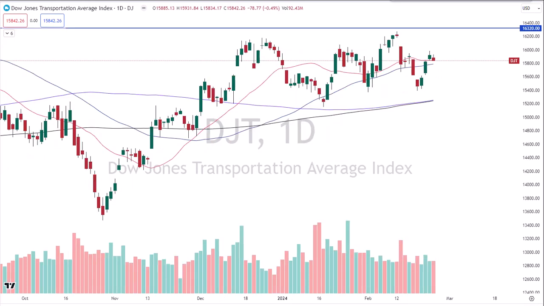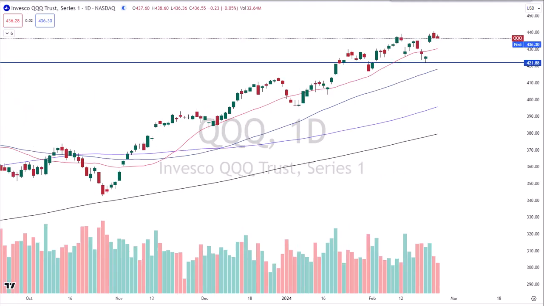For now, if they stay contained underneath 16,050, that's going to be the less bullish case. Break above 16,050, and it opens the door for another run higher. Sticky note material.